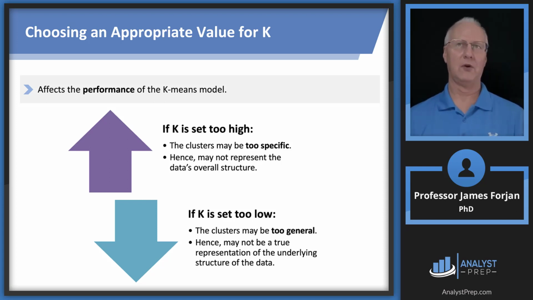So what do we try to do? We say we want 3 clusters or 10 clusters or however many it is. If we set those clusters too high, then it's too specific and it might not reflect everything that's going on between and among all those variables. And if K is set too low, it's probably too general. So this is extremely important: trying to figure out the appropriate, or even, dare I say, the optimal value for K.